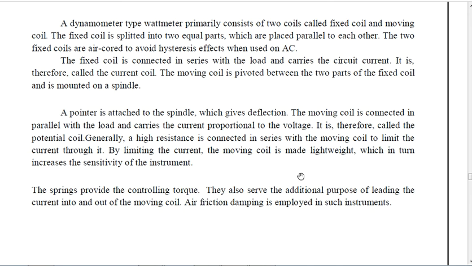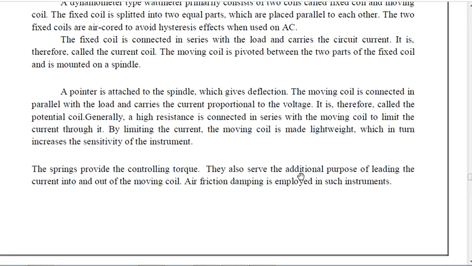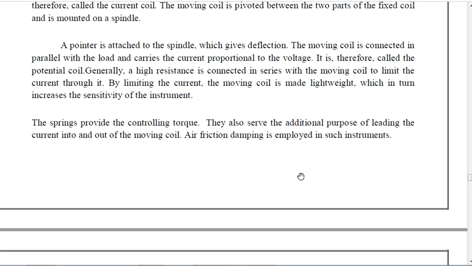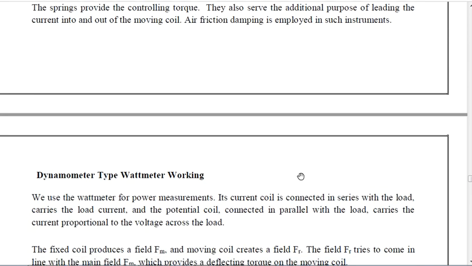Generally, a high resistance is connected in series with the moving coil to limit the current through it. By limiting the current, the moving coil is made lightweight, which in turn increases the sensitivity of the instrument. The spring provides the controlling torque. They also serve the additional purpose of leading the current into and out of the moving coil. Air friction damping is employed in this type of instrument.